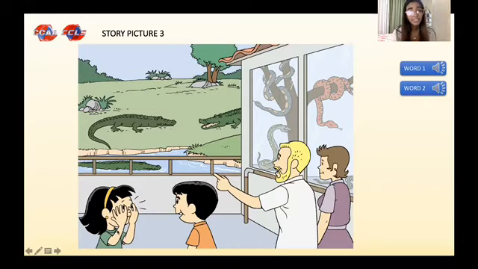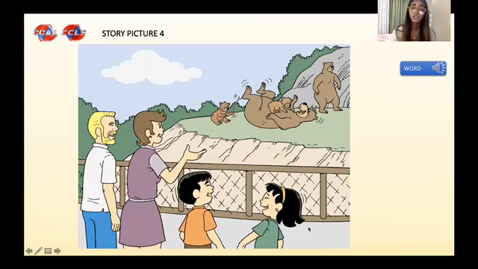But look at Anne's face. She is scared of the alligator and of the snake. She doesn't want to look. She is too scared to look. But here, look how they have fun. They are all smiling, watching this animal.